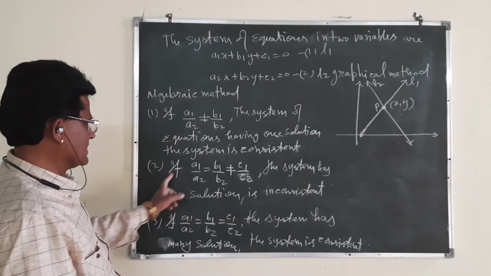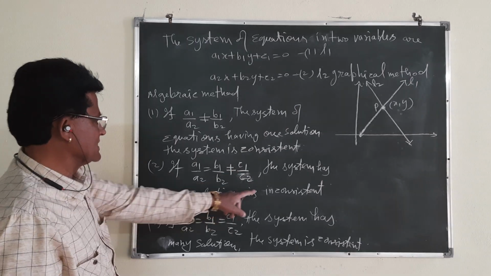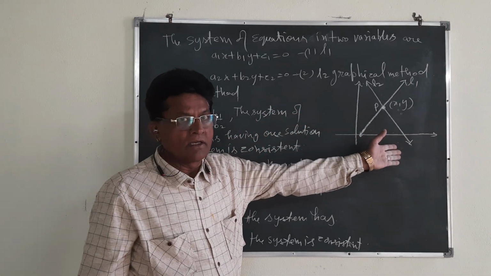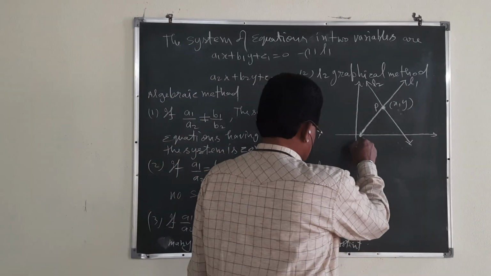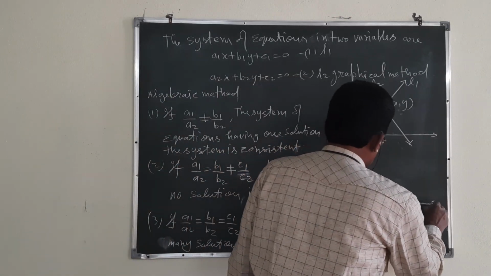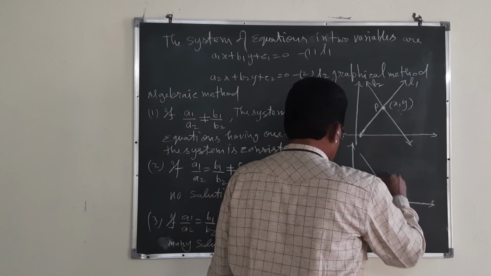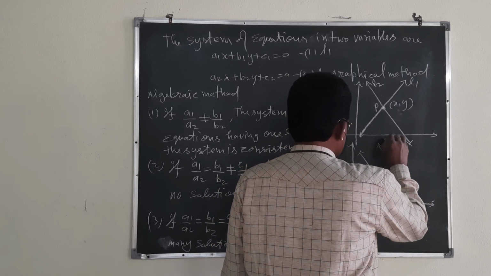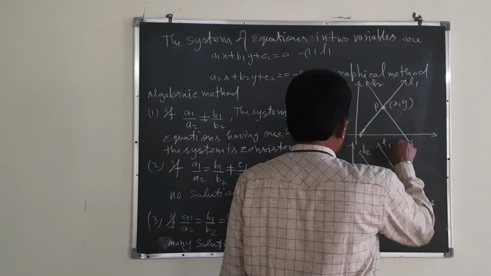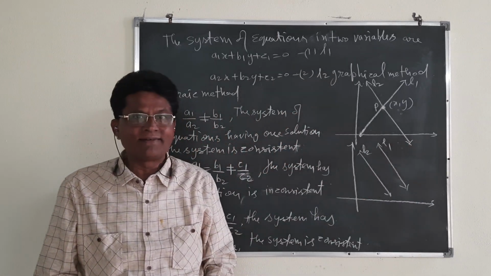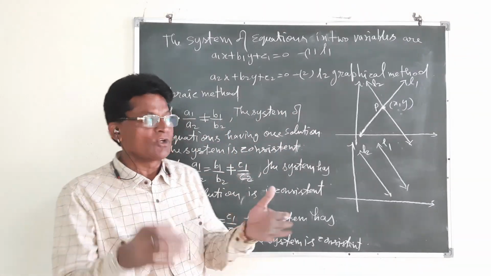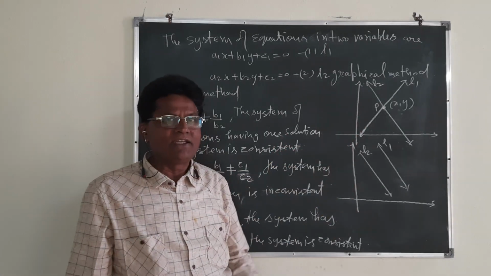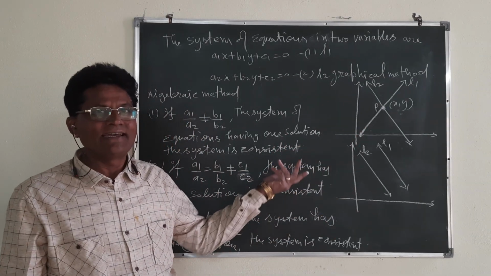Okay, let me take the second case: the system is inconsistent and here the lines will be parallel. Then it will be inconsistent. You see, this is L1 and this is L2. Both the lines are parallel. Lines are not intersecting at all at any point. जब intersect ही नहीं करेगा, there will not be any solution. That is why the system is inconsistent.